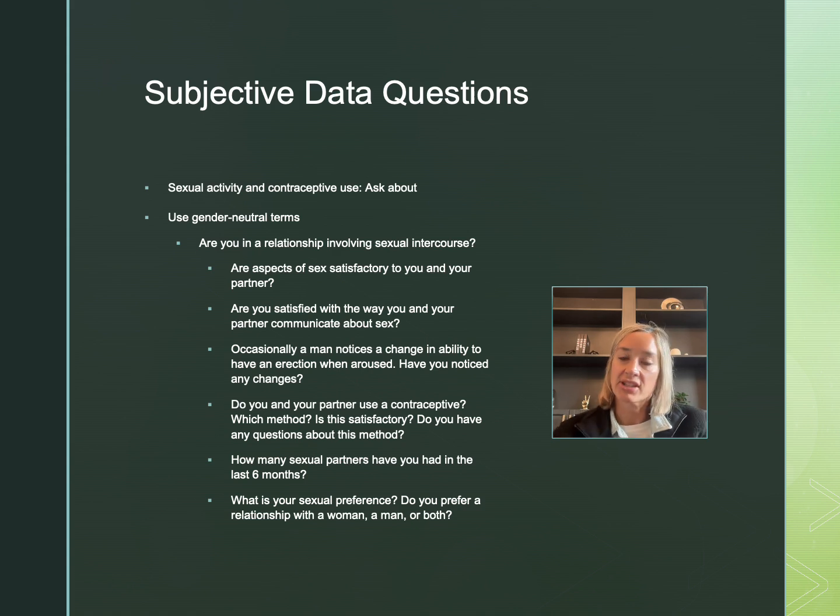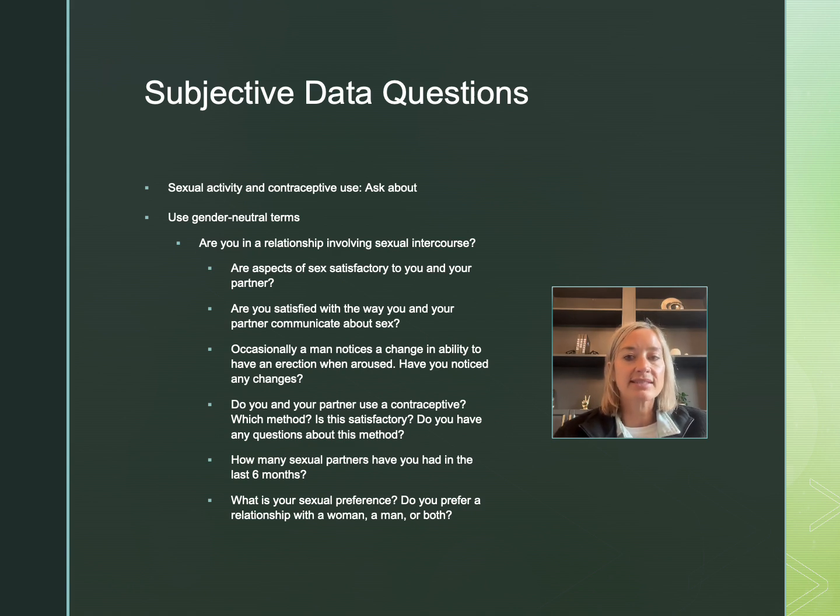Ask about satisfaction with their sexual experience. Are aspects of sex satisfactory to you and your partner? And are you satisfied with how you and your partner communicate about sex? This can give insights into issues impacting their quality of life. A common question for male patients involves changes in sexual function. You could ask, sometimes men notice changes in their ability to have an erection when aroused. Have you experienced any changes like that? Asking about this sensitively can open up a discussion about conditions that might be underlying, like cardiovascular health or stress.